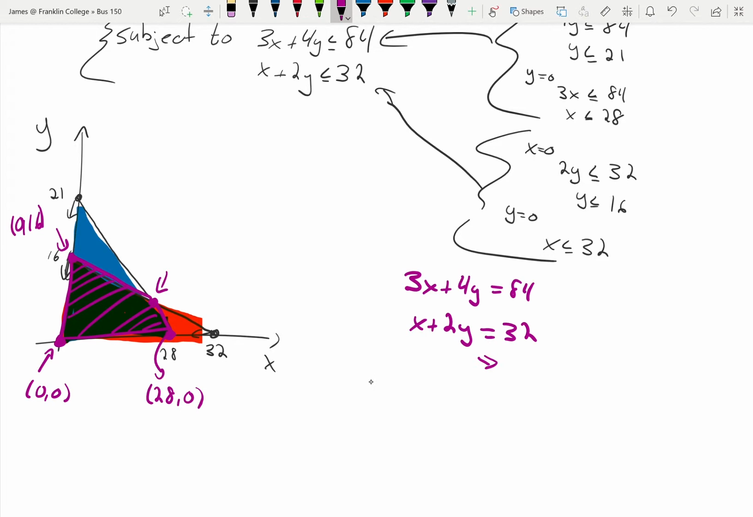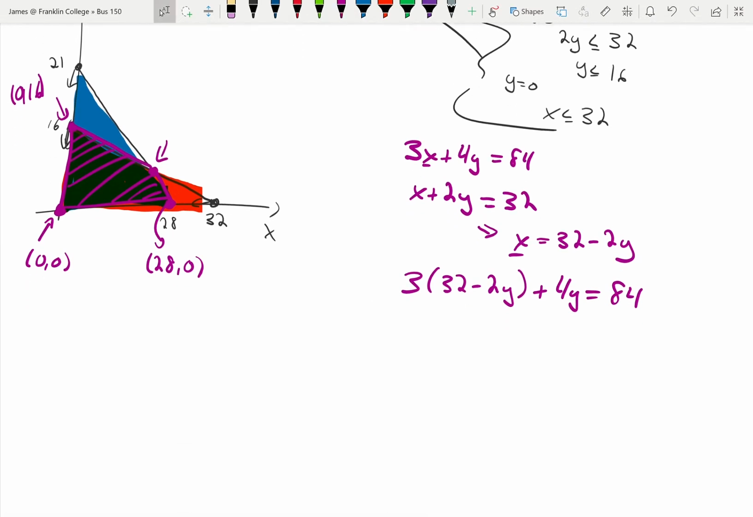So from this equation, we know that x is equal to 32 minus 2y. We can then plug that in for this x here, and we're going to get 3 times 32 minus 2y plus 4y equals 84. We're going to distribute that 3 in, so we're going to get 96 minus 6y plus 4y equals 84. If we combine our like terms of our y's, we're going to get 96 minus 2y equals 84. We subtract 96 from both sides.